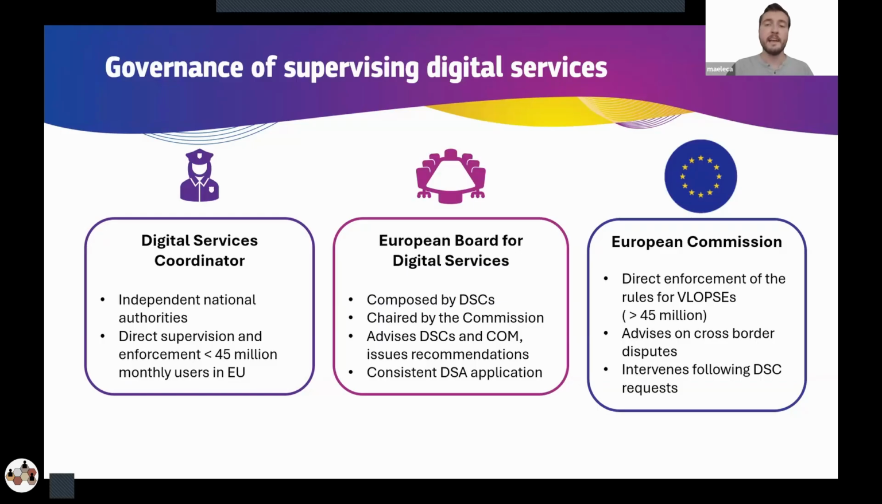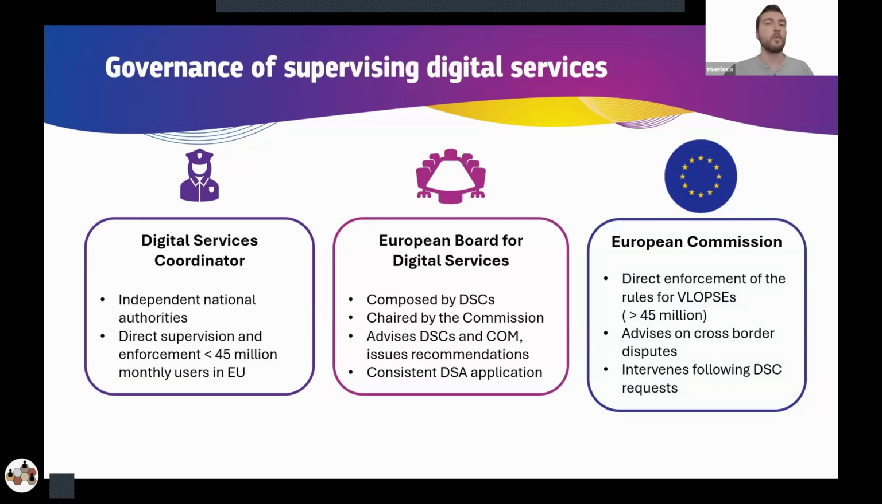Then finally, the third actor in this whole ecosystem is the European Commission itself, which I'm obviously representing also today, and I'll be speaking mostly, of course, from our angle as the Commission. So the Commission is responsible for the direct enforcement of the DSA vis-a-vis so-called very large online platforms and search engines, or VLOPs, as we sometimes also call them.